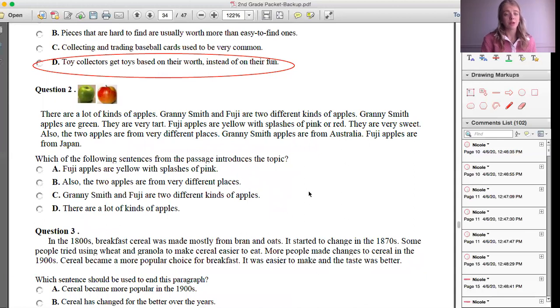Also, the 2 apples are from different places. Granny Smith apples are from Australia. Fuji apples are from Japan. Which of the following sentences from the passage introduces the topic?